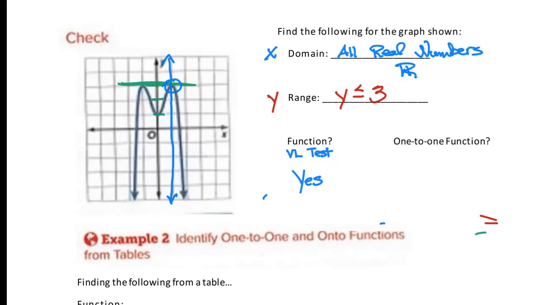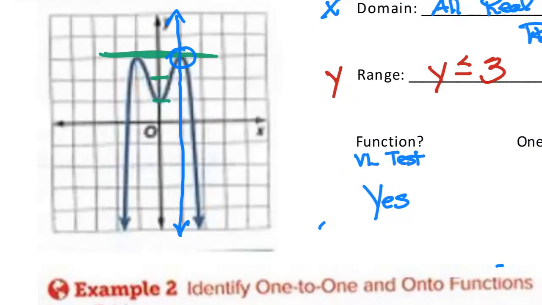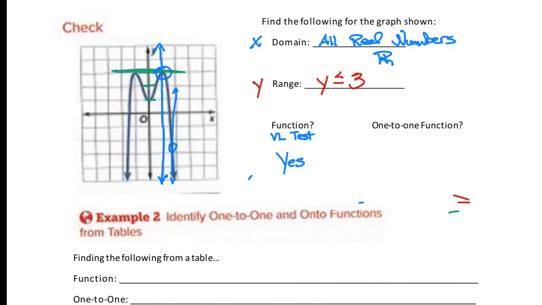Okay, now you're like, oh, wait a minute. What if I do a vertical line like right here? It still is going to hit just in one spot. Okay, might not look like it, but it will. Now, one-to-one function. First of all, is it a function? Yes, so we've got that.